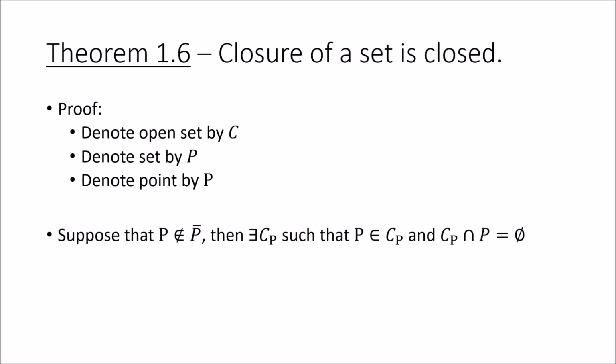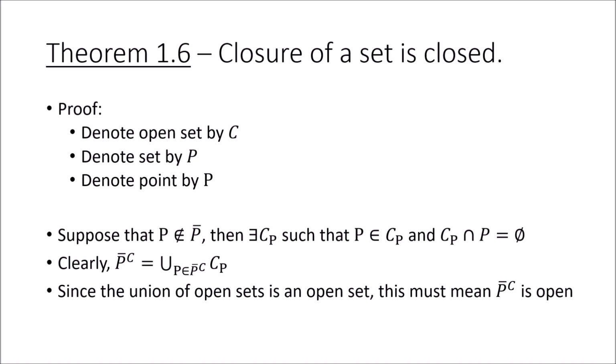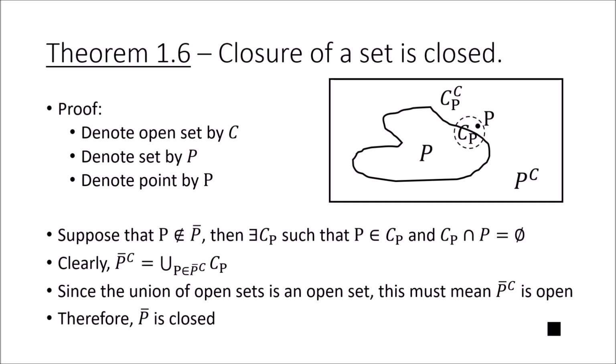Suppose that rho is not in p-bar. Then there exists a c-rho such that rho is in c-rho, and c-rho intersect p is the empty set. Clearly, p-bar c is the union of sets c-rho such that rho is in p-bar c. Since the union of open sets is an open set, this must mean that p-bar c is open. Therefore, p-bar is closed. This completes the proof. If you find this proof confusing, please look at this easy-to-understand diagram.